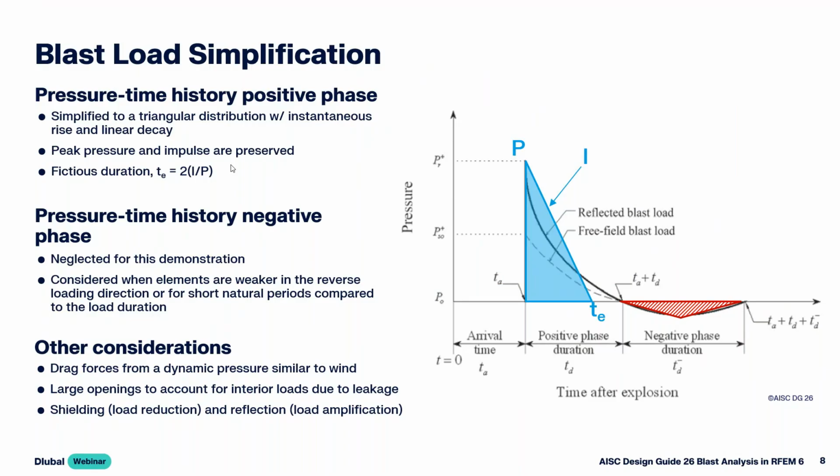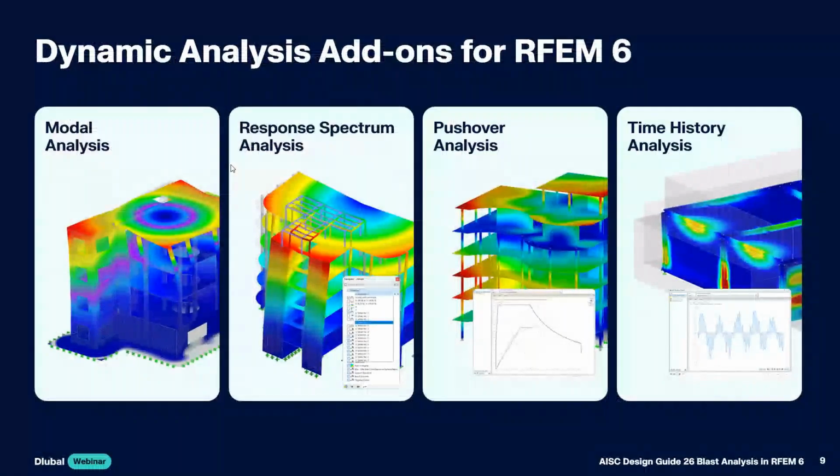Also, we talked a little bit about those adjacent objects. If we have buildings that are in front of our target structure that we're designing, this could certainly be beneficial because we would see shielding or a load reduction. But in turn, these adjacent objects can also cause a reflection or load amplification. Again, not considered for today's example, but all very important points to consider if you are carrying out a blast analysis. So we're now going to turn to RFEM 6, and we want to begin our example today.